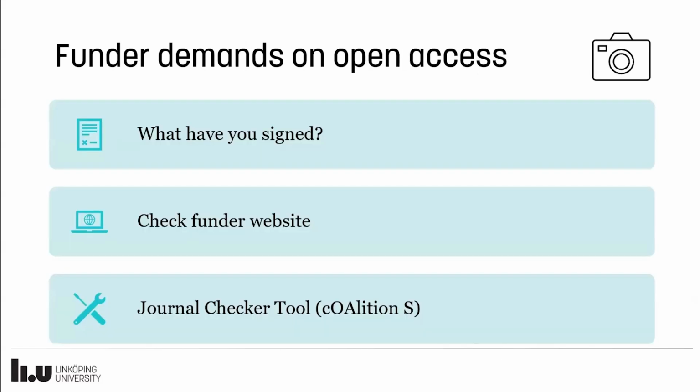So here, this and the next slide are perhaps the most important of today's talk. So feel free to take a photo of it to go back to later. If you have any worries or questions about what your funder demands of you for this research project, remember to check what you have signed in your paperwork. If that's not clear enough, check the funder website. They should have information on their demands. And if your funder happens to be a Coalition S member, then there is the Journal Checker tool. That's a handy tool that you can use to check where it is okay to publish your research.